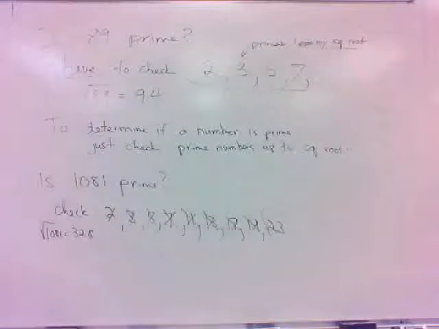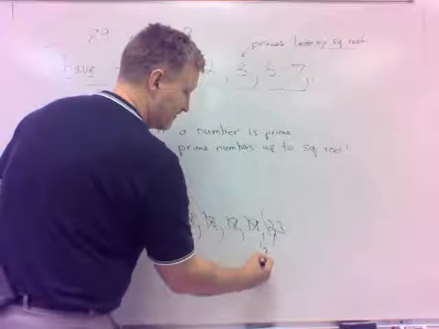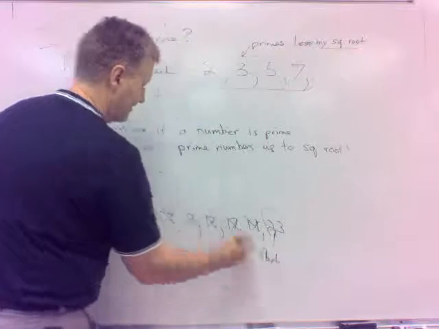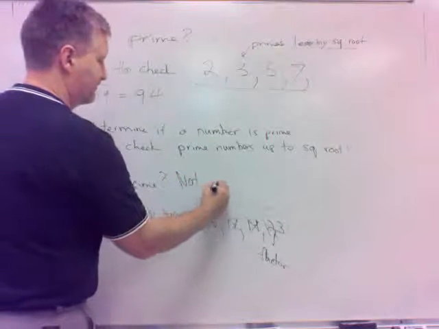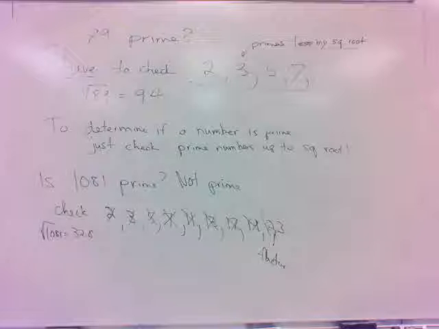So this narrows it down quite a bit. We reached 23. We hadn't quite made it to the square root yet, but we find out this is a factor. What does that tell me? Not prime. I found a factor. So if you get these bigger numbers and you're looking to see if it's prime, all you have to do is check the primes up to your square root. There you go.